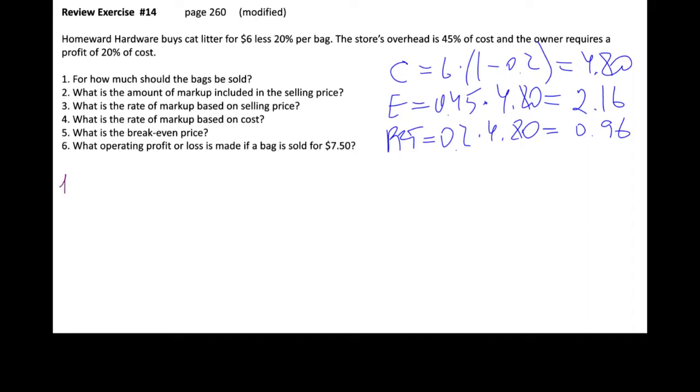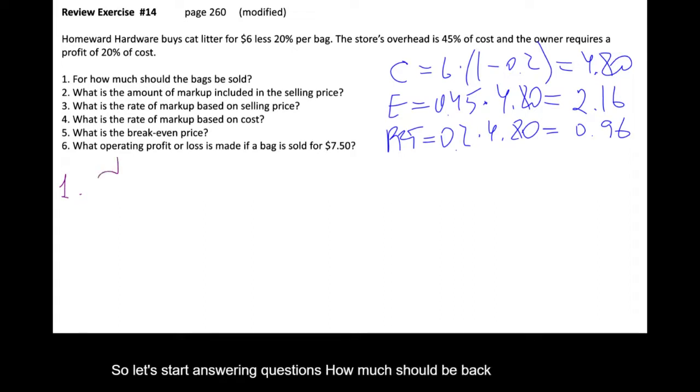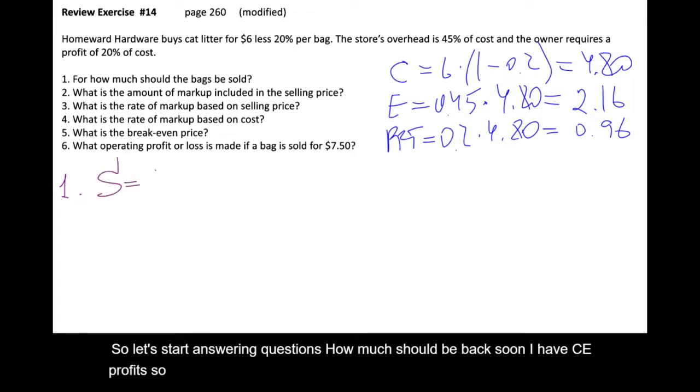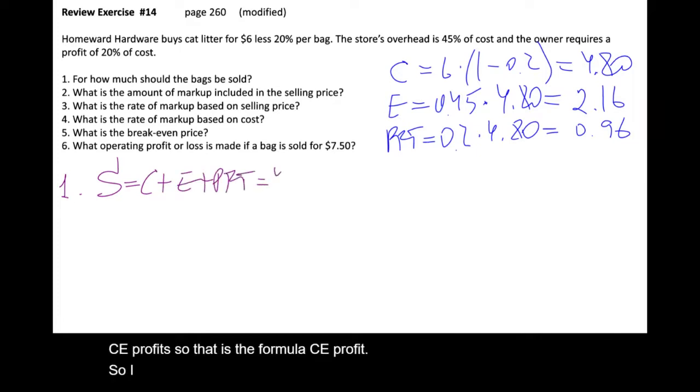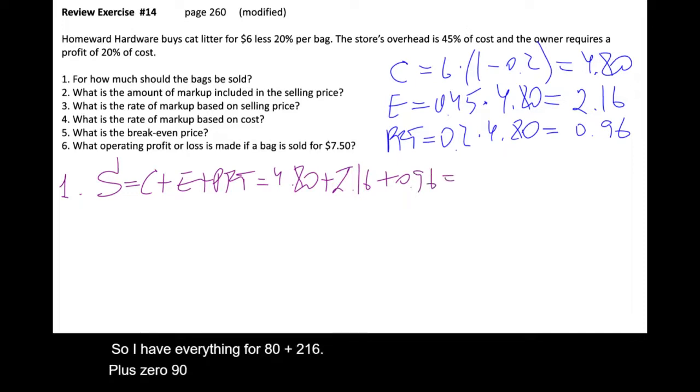Okay, so let's start answering questions. How much should a bag be sold for? I have cost, expense, profit, so that is the formula, C plus E plus profit. So I have everything, 4.80 plus 2.16 plus 0.96. So what is it? 7.92.